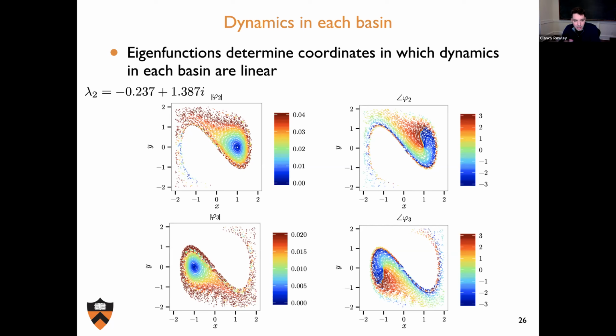These are just like action-angle variables for this nonlinear system in the basin of attraction of that equilibrium at x equals 1. And the other eigenfunction at the bottom shows the same thing for the equilibrium at x equals -1. So these are just the magnitude and complex phase of these Koopman eigenfunctions that determine these nice handy coordinates in which the dynamics are linear.